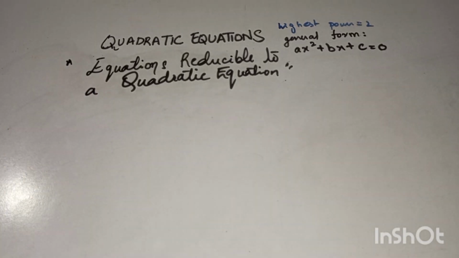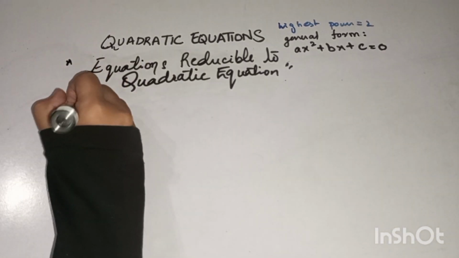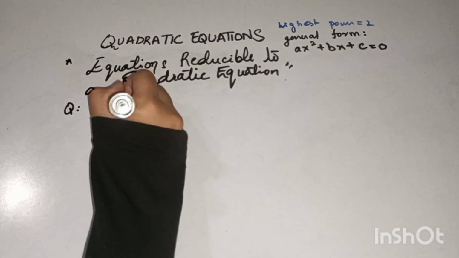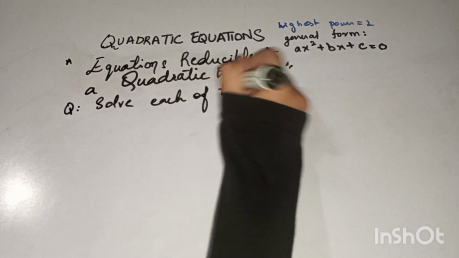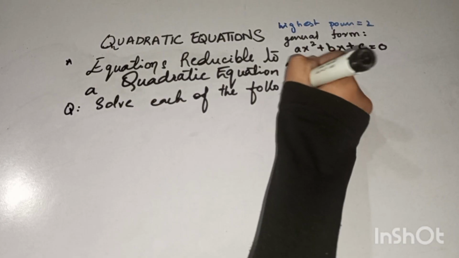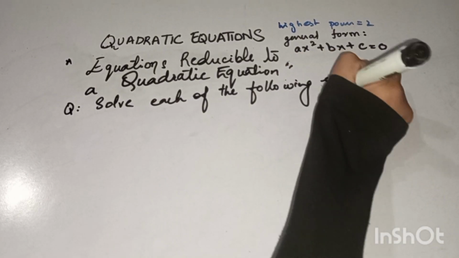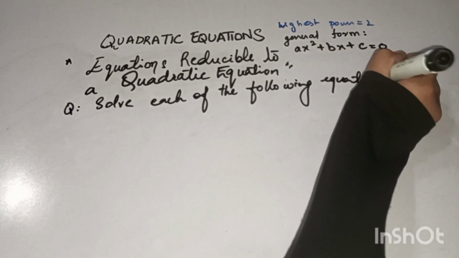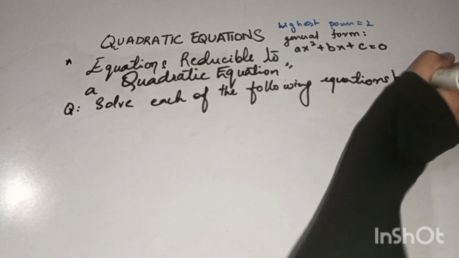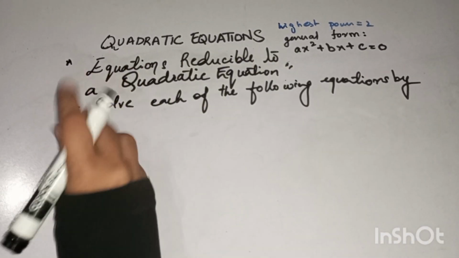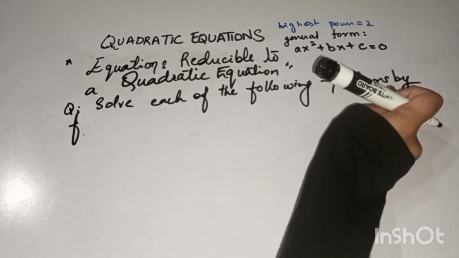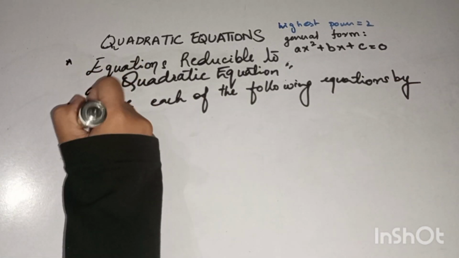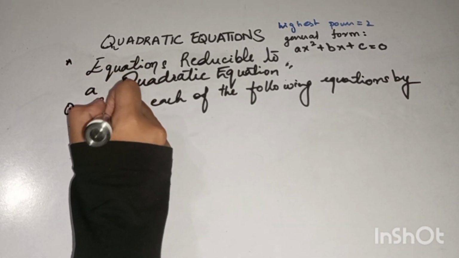Basically, you might see a question like this in the exam. Let me write the question so that you know what I'm talking about. So you have to solve each of the following equations by firstly rewriting. The first part you're going to get in the question till here. The part after "by firstly" is my own.